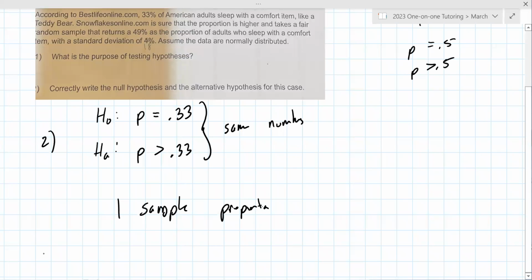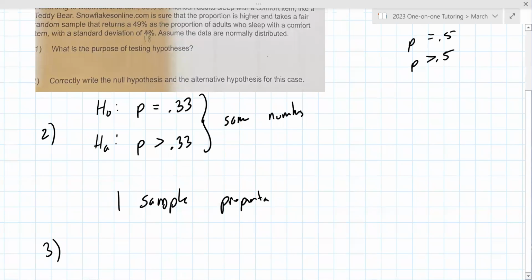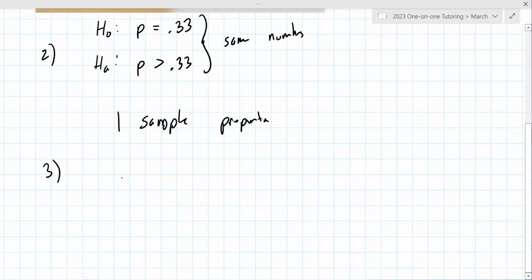This was 2, this is part 3. Normally we would use the formula. The formula is P hat minus P over the square root of P Q over N. Do you remember us doing this last time?